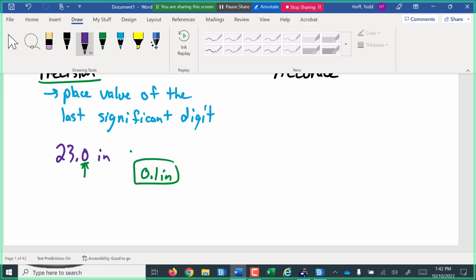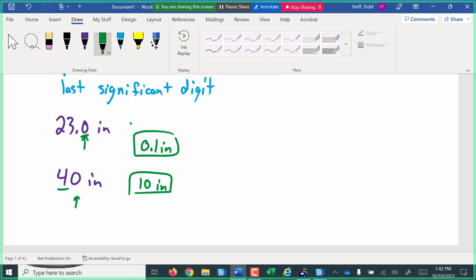If I have 40 inches, however, the 4 is significant. Is that 0 significant? No, it's not. The way it's written, at least it isn't. The precision of that is just to the nearest 10 inches.